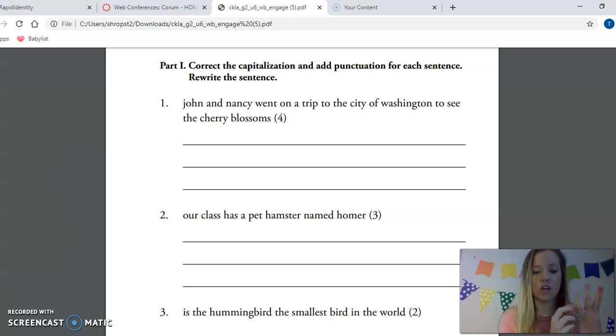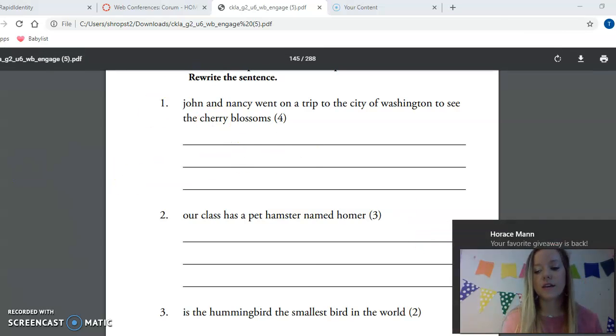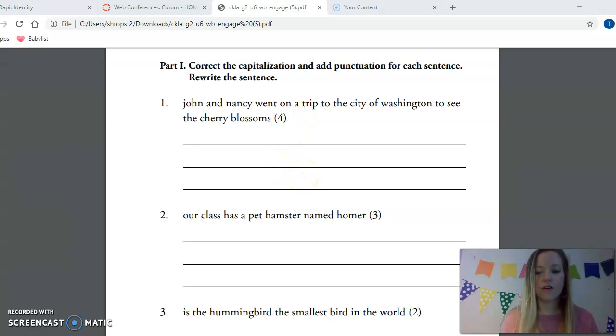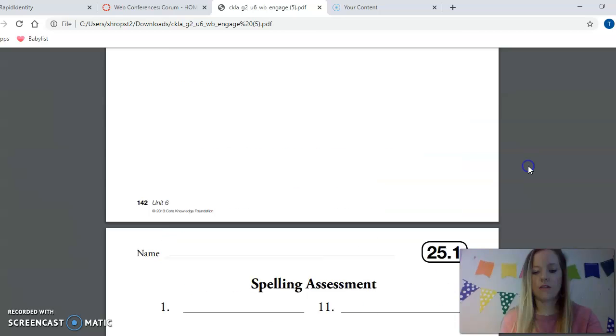First, John needs to start with a capital letter because it's a name and it's beginning the sentence. Nancy is a name, so it needs to start with a capital letter. Good. Washington is a place, so it needs to start with a capital letter. And then we need a period. So that represents our 4 things. What you would do is write in these blanks, you will rewrite it the correct way. Okay? And then you'll do that with numbers 2, 3, and 4.